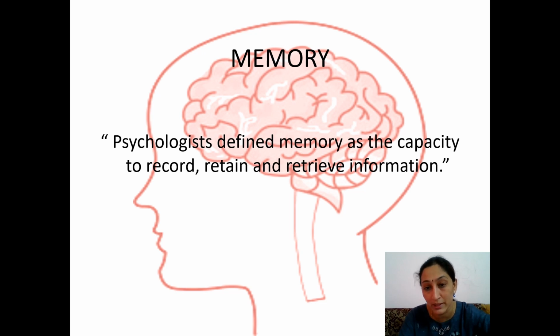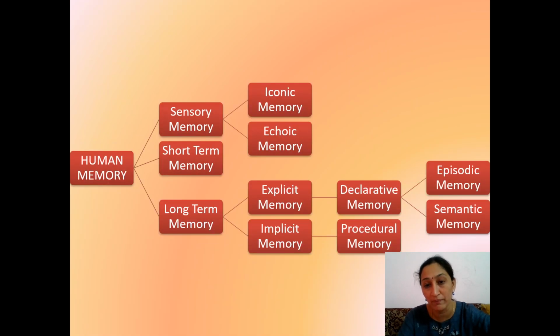We are able to learn something, imbibe the learned material into the brain, store it, and then use it when needed, retrieving it as per the need. This process is called memory. What are the different types of memories? Human memory can be classified into three types: sensory memory, short-term memory, and long-term memory.